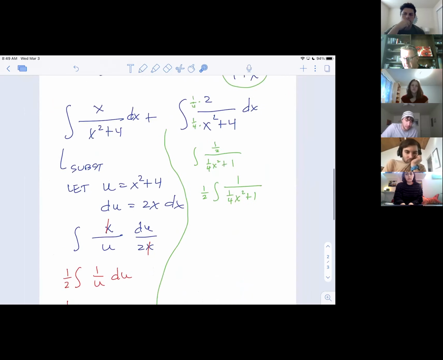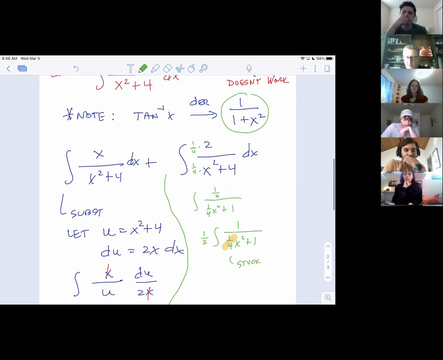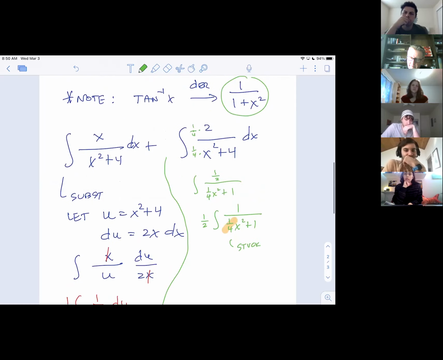So I'm looking at this right now thinking I'm not seeing a way out of this. Unless we do something different, I'm thinking that's causing us to be stuck. I got this 1 to appear, but then the 1/4 came with it. And so maybe I can't get this to look like inverse tangent.